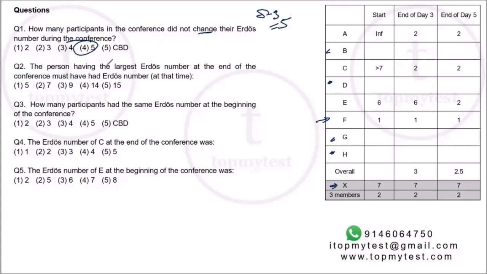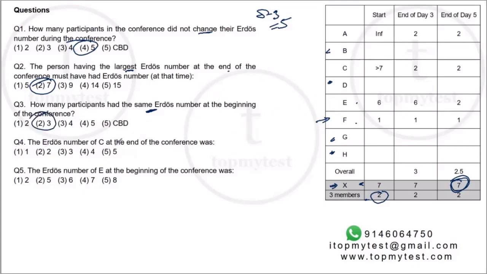Question number 2. The person having the largest Erdos number at the end of the conference. Largest Erdos number is with Mr. X, 7. Must have had an Erdos number of how much? 7. Option 2. Question number 3. How many participants had the same Erdos number at the beginning of the conference? Okay, at the beginning of the conference, F has 1, E has 6, Mr. X has 7. There are 3 people with 2. We know C has more than 7 and A has infinite. So only these 3 people have 2 each. Option 2.